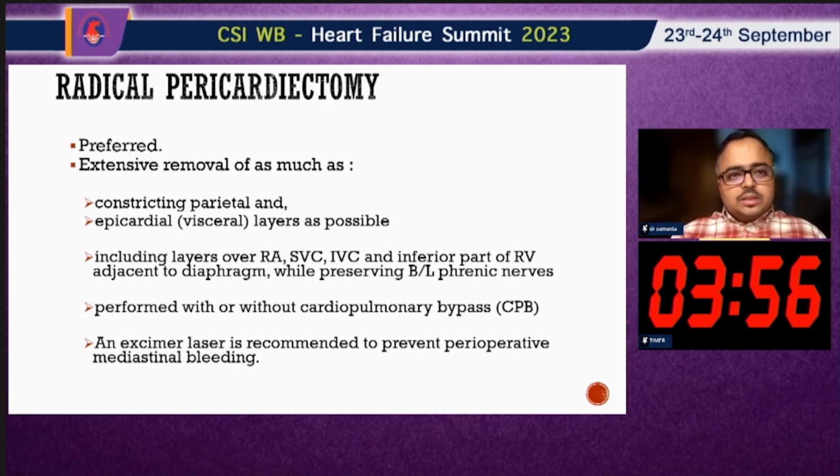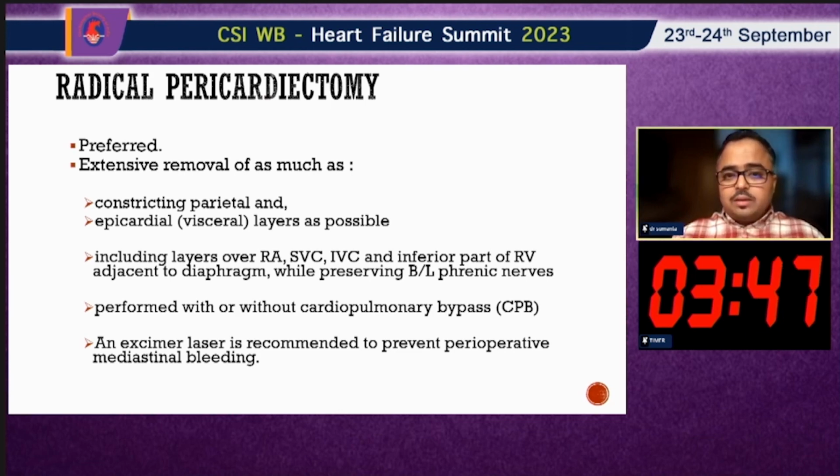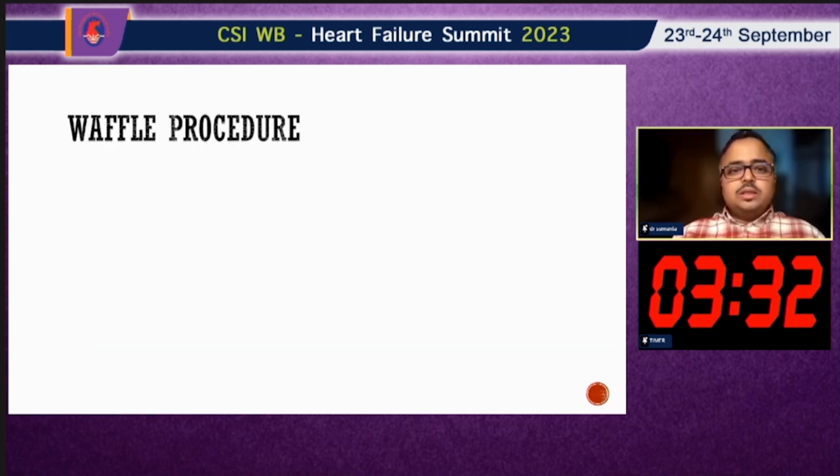And another thing is radical pericardiectomy. This is the preferred one: removing the constricting parietal and epicardial visceral layer as much as possible, scraping it out, including the layers over the RA, SVC, IVC, and the inferior part of the SVC adjacent to the diaphragm, while preserving the bilateral phrenic nerves. This is the usual dictum of radical pericardiectomy, but its mortality is higher.